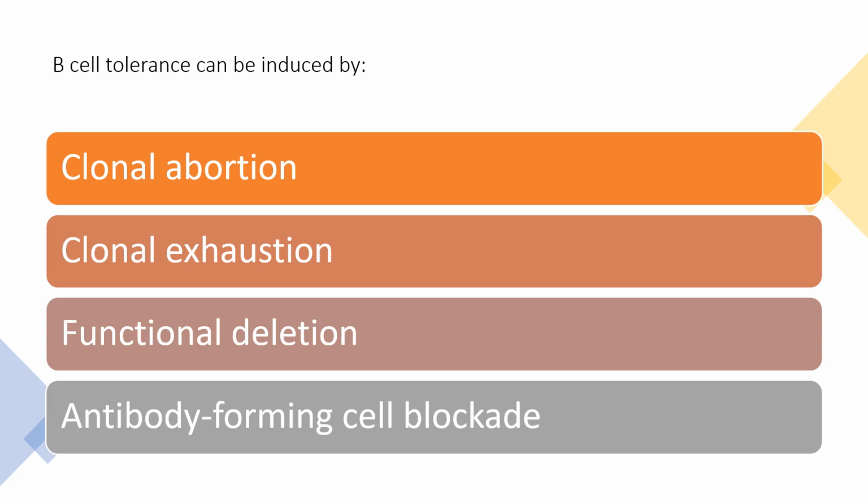On the other hand, functional deletion occurs when T helper cells are not present to help T-dependent antigens, thereby not allowing B cells to mature into antibody-producing cells. This type of tolerance occurs in cases of high antigen dose, where there are too few B cells to respond to such a dose. And lastly, when we talk about antibody-forming cell blockage, this mechanism has a low ability to induce tolerance, and it occurs when antigen binds to all receptors and thereby inhibits immunoglobulin secretion.